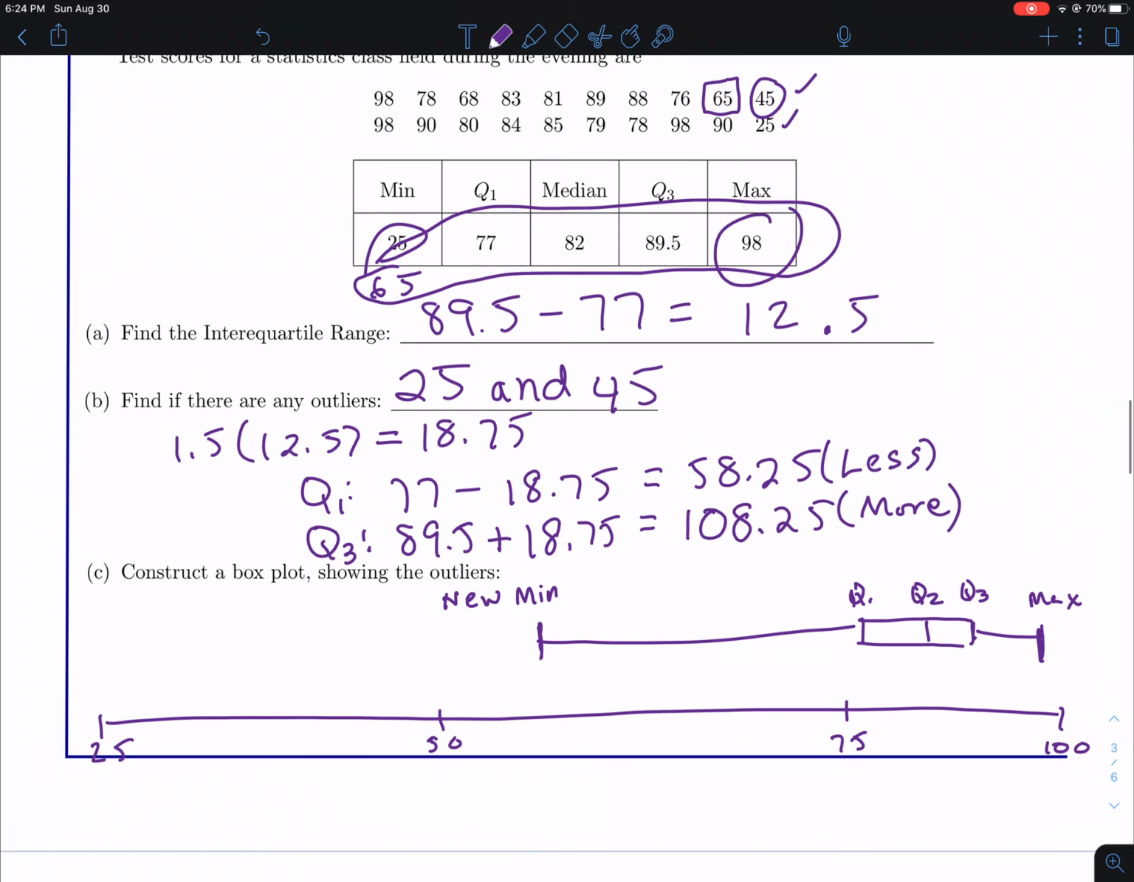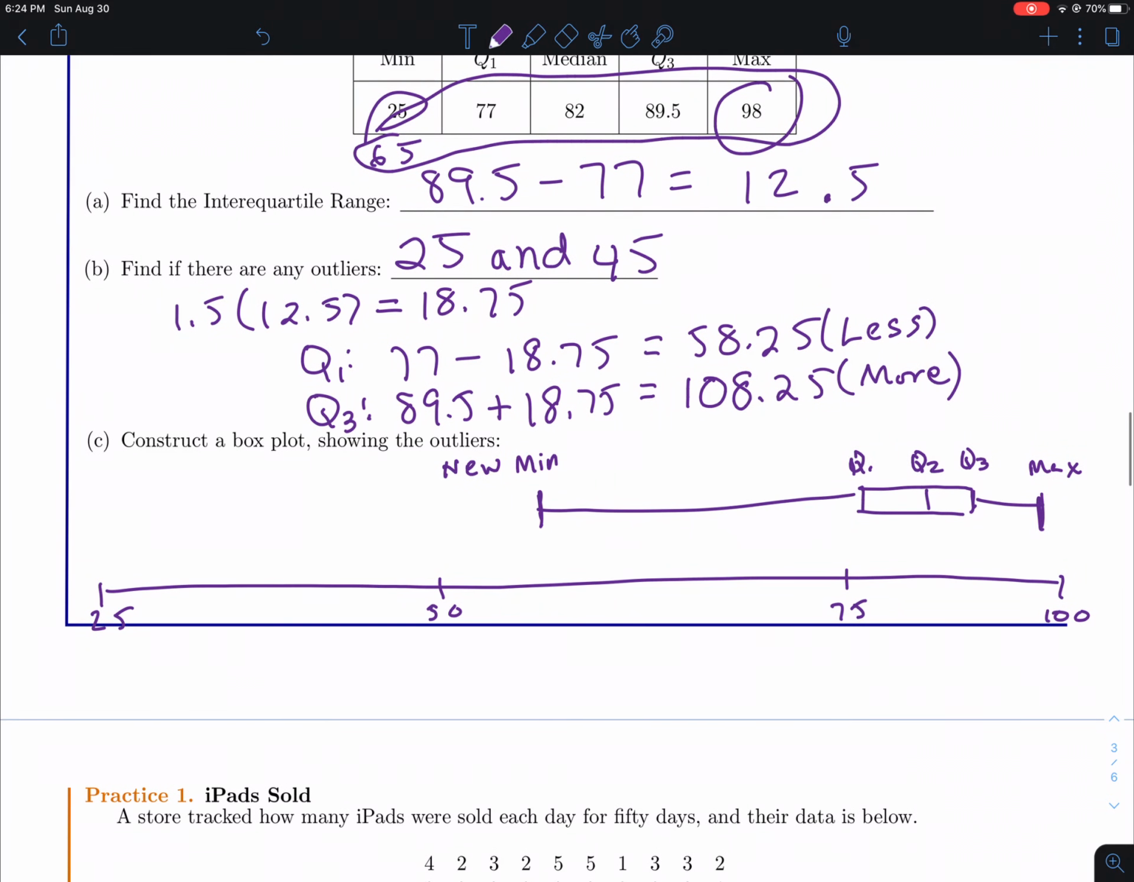So how do I account for that 25 and 45? Well, I don't want to forget that they're there. So what I do is I just put a dot to represent them. And you put a dot for each one of them. So what it shows me is that this is really more appropriate for what my box plot should look like, but that I did have a few test scores that were out of the ordinary, and here they are on the graph, just with little dots in this case.